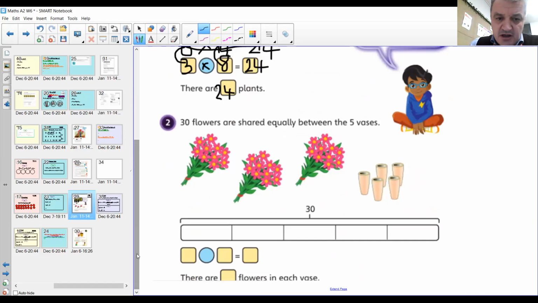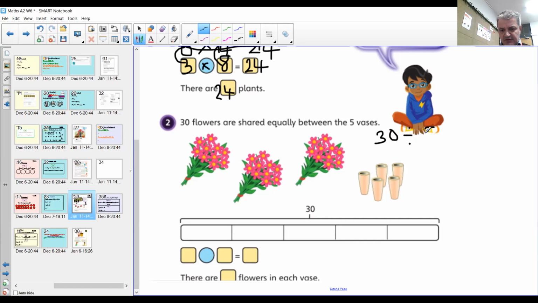Okay, second part. 30 flowers are shared equally between 5 vases. This is a sharing question. I've got the 30 flowers, so you can imagine the 30 flowers in 5 vases. I could share them out. I could go 1 for the first vase, 1 for the second vase, 1 for the third vase, 1 for the fourth vase, 1 for the fifth vase. Or I can think of it, what is 30 divided by 5?